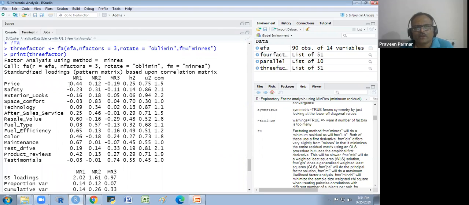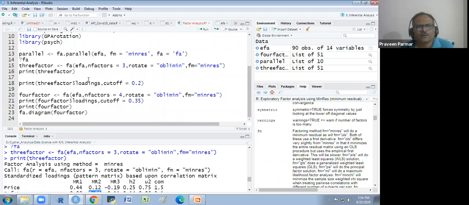And in this way you could see where we have to put price. So you see the highest one in this. Which value is the highest? 0.44 or 0.75? 0.75 will not be there; that is a different thing. Here in this row, 0.44 is the highest one. So price will go in MR1. Okay, it will go in MR1. Second, you see 0.31, safety. Safety will go to MR2. In this way you could select where the variables will go.